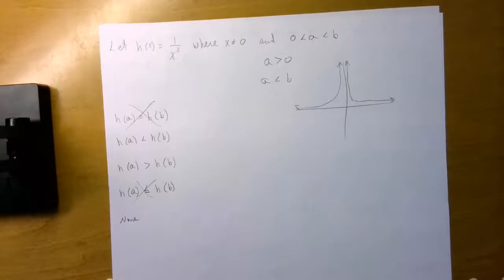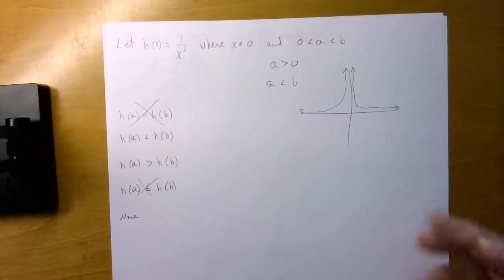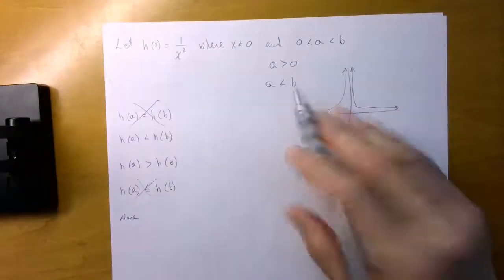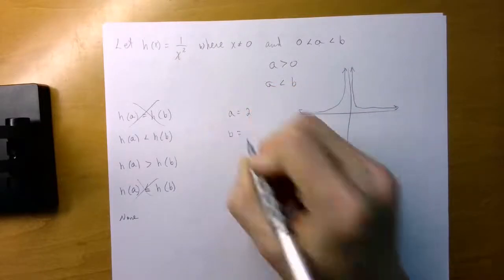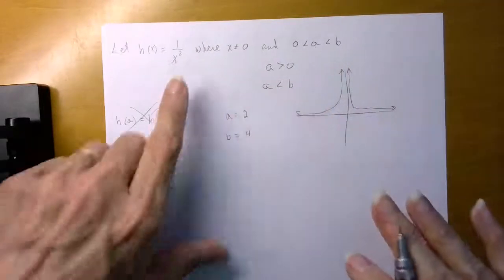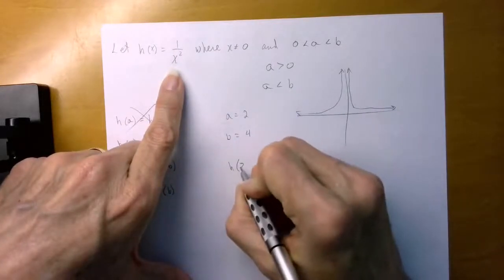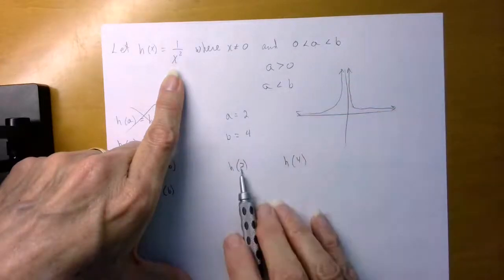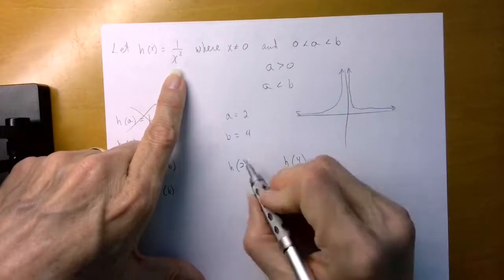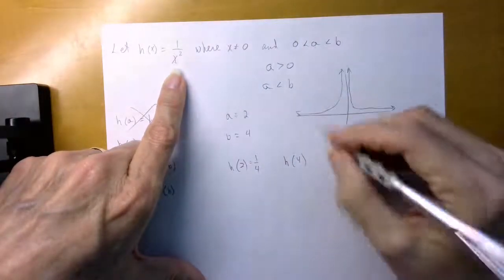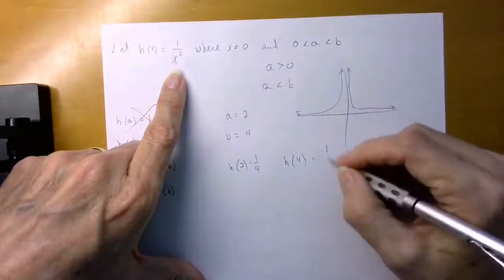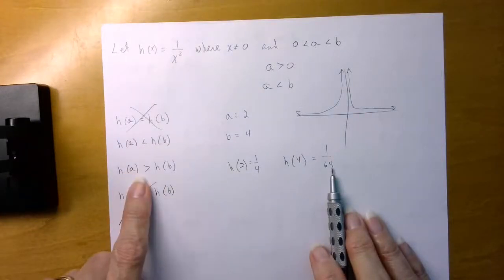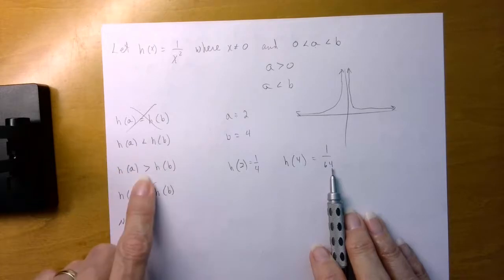So probably what I would do is choose a value for a and a value for b. Let's let a equal 2 and let's let b equal 4, and plug that in and say, all right, let's do h of 2 and let's look at h of 4. Now 2 is less than 4, so that would be a true statement. So 1 over 2 squared would equal 1/4, but 1 over 4 squared would equal 1/16. Well, 1/16 is smaller, so I would probably go with this one. H of a is going to be greater than h of b.